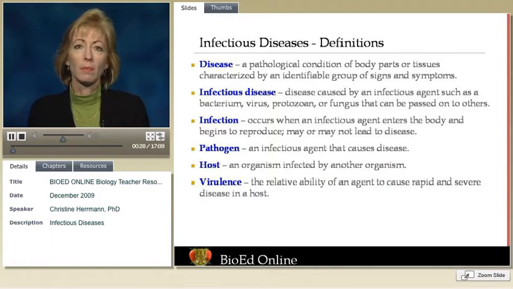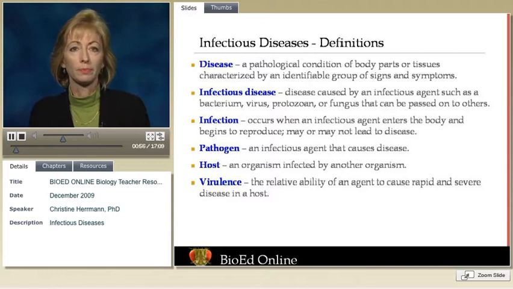A disease is a pathological condition that is characterized by an identifiable group of signs and symptoms. Disease occurs when the cells or molecules of an organism cannot function properly. Human disease can be caused by infectious agents, genetic defects, or environmental factors. Here we will focus only on infectious diseases, that is, diseases caused by infectious agents such as bacteria, viruses, and other agents that can be passed from one person to another.